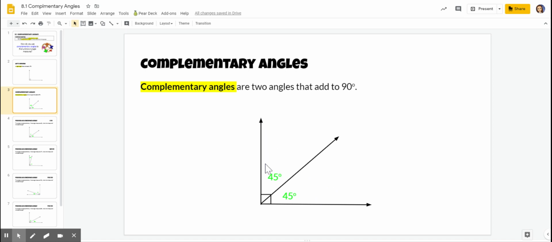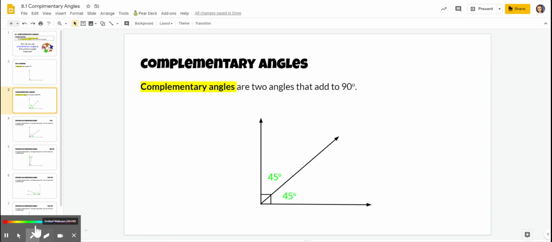Since we know that they together form this right angle, we can see here that one is 45 degrees and the other one is 45 degrees. Their measurements add up to be 90 degrees exactly.